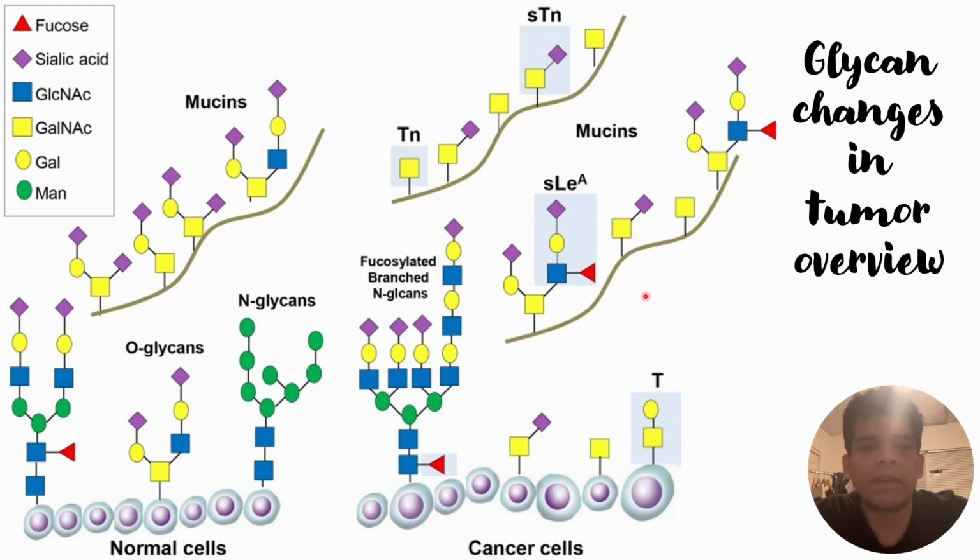In this video, we will cover a general overview about the glycan changes in the tumor. In some of our previous videos, we have discussed how this aberrant glycosylation occurs in the case of pancreatic cells, especially during metastasis. So, let us start with how the glycans look in the case of normal cells.